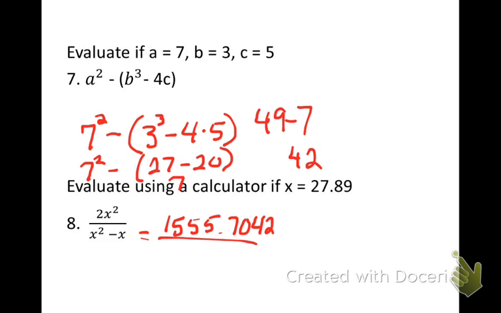.7042 on the bottom, and again, if I would have kept my 27.89 squared, I would have it already, x to the second, and then I'm going to subtract 27.89 from that, and I get 749.9621. And now I need to go back and do this as a division problem. If I would have used parentheses and done all the top, I wouldn't have to do it this way. But you have to be very careful when you use your parentheses so you don't lose anything.